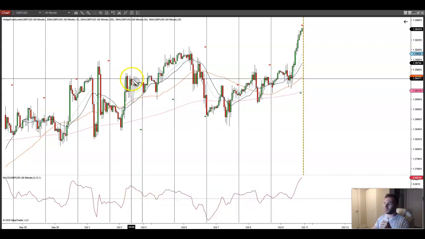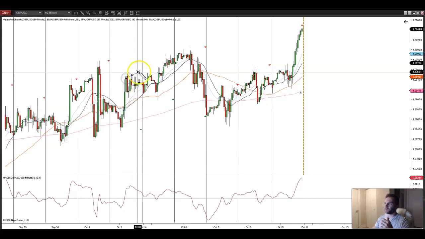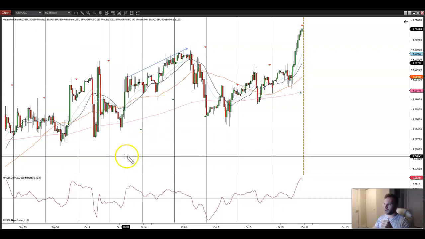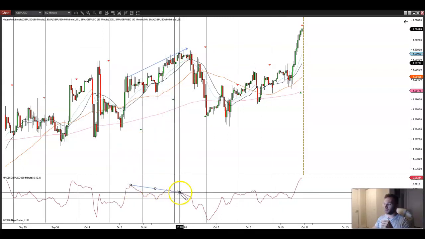What I was looking for here, I noticed that price was starting to go up. So I drew out my lines to here. You start drawing out your line, and you can see that price is starting to go.